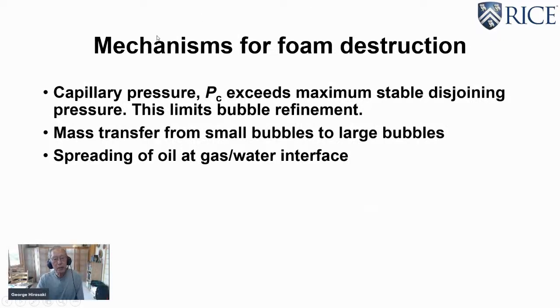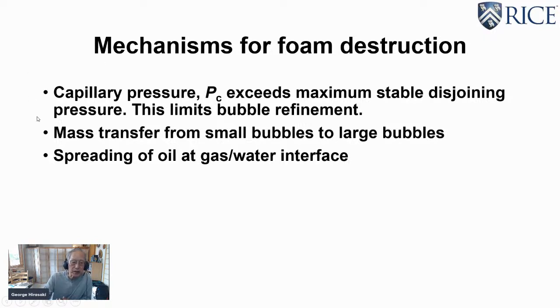And so let's talk about mechanisms for foam destruction. When the capillary pressure exceeds the maximum stable disjoining pressure, the lamella will collapse. This limits bubble refinement, because whenever your bubbles get smaller, you get more resistance to gas flow, and that drives down the water saturation. That increases the capillary pressure, and when the capillary pressure gets large enough, the foam starts destabilizing by coalescence.